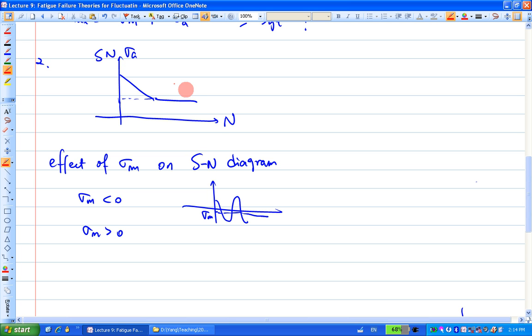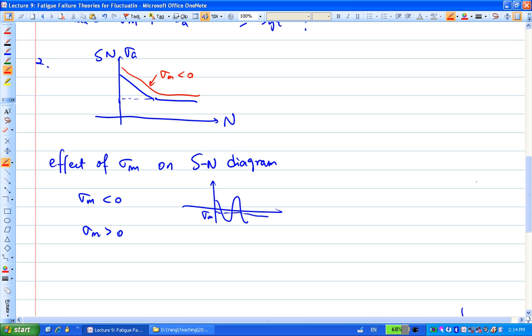So if I redraw it, then it would be a SN diagram. Actually, it will be on the top of this guy here, right? It will be SN diagram on the top of this. Okay, so it will be something like this on the top of this. Okay, and that's when your sigma m is less than 0 here, right? Less than 0. Okay.